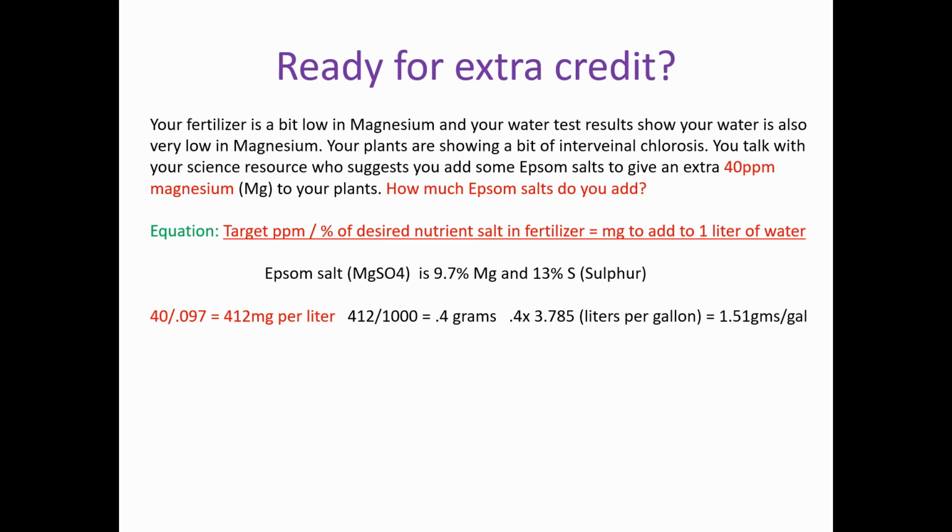We know we want to convert to grams, so we divide that by 1,000, so it gives us 0.4 grams per liter. And remember, a gallon is 3.785 liters, so we multiply 0.4 times 3.785, and we get 1.5 grams per gallon. Remember, a teaspoon is 5 grams, so this isn't very much Epsom salt. It's about a quarter of a teaspoon per gallon.